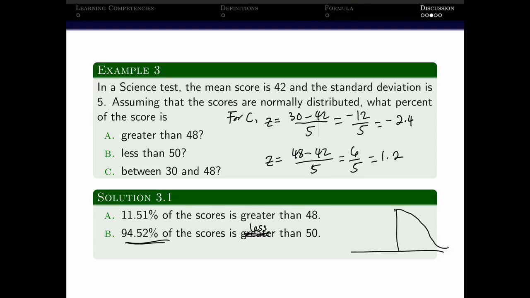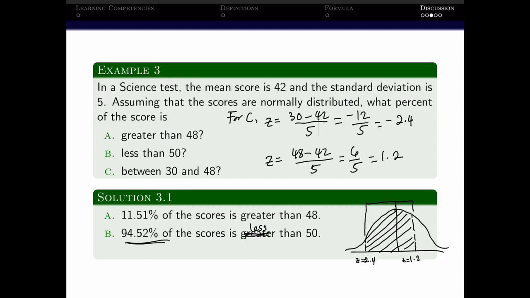Let's draw the corresponding graph. Negative 2.4 is here, and 1.2 is here. We're interested in the area between 30 and 48, between negative 2.4 and 1.2. So this area right here. What we're going to do is find this area and this area. This area is between 0 and negative 2.4.